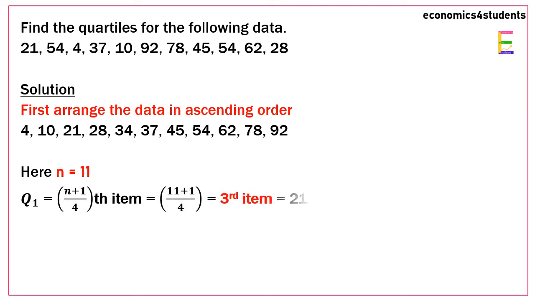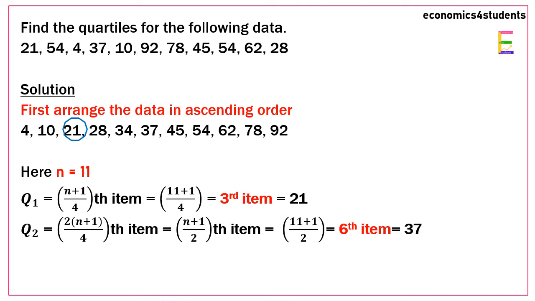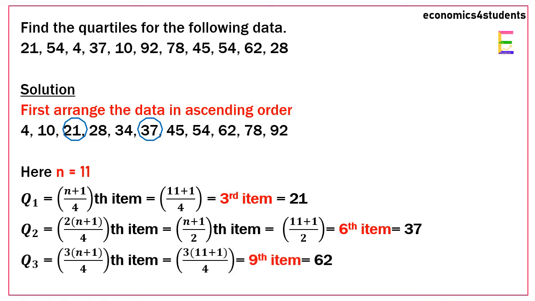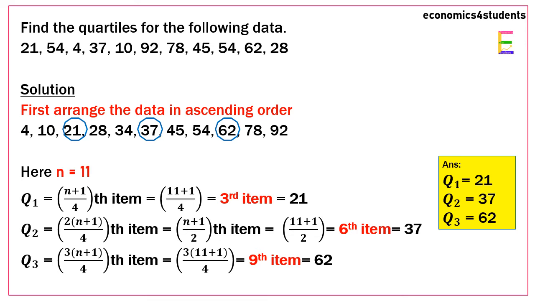Therefore, Q1 is equal to (n plus 1) by 4th item, that means the third item, which is equal to 21. Q2 is equal to 2(n plus 1) by 4th item or (n plus 1) by 2th item. That means the 6th item, which is equal to 37. Q3 is equal to 3(n plus 1) by 4th item. That means the 9th item, which is equal to 62. Therefore, Q1 is equal to 21, Q2 is equal to 37 and Q3 is equal to 62. This is how we find quartiles for ungrouped series.